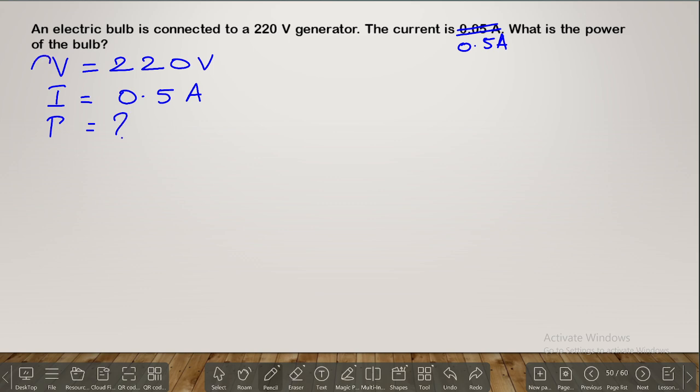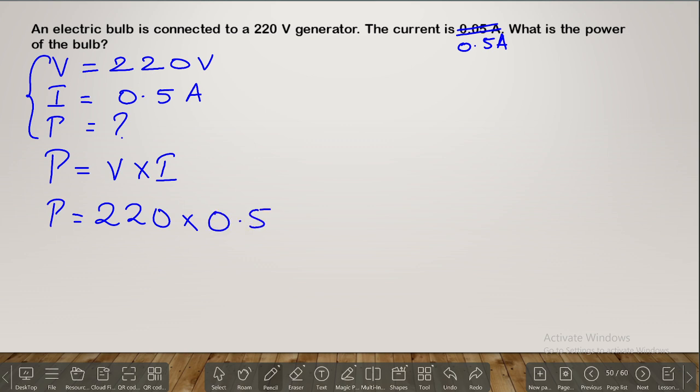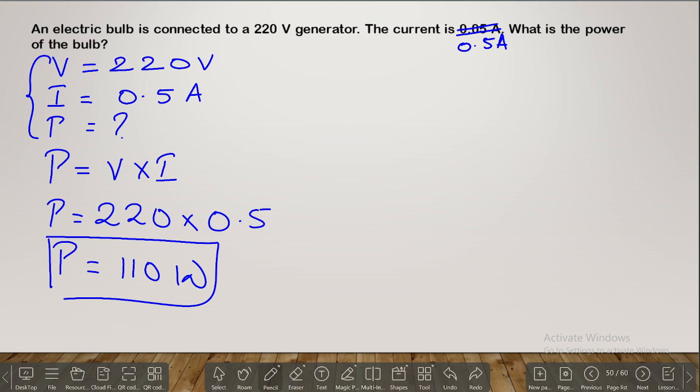So what is the formula based upon these three data? You can use P is equal to V into I. So P is equal to, what is the value of V? 220 into, what is the value of I? 0.5. So P is equal to 110 watt. So what is the value of power over here? P is equal to 110 watt.